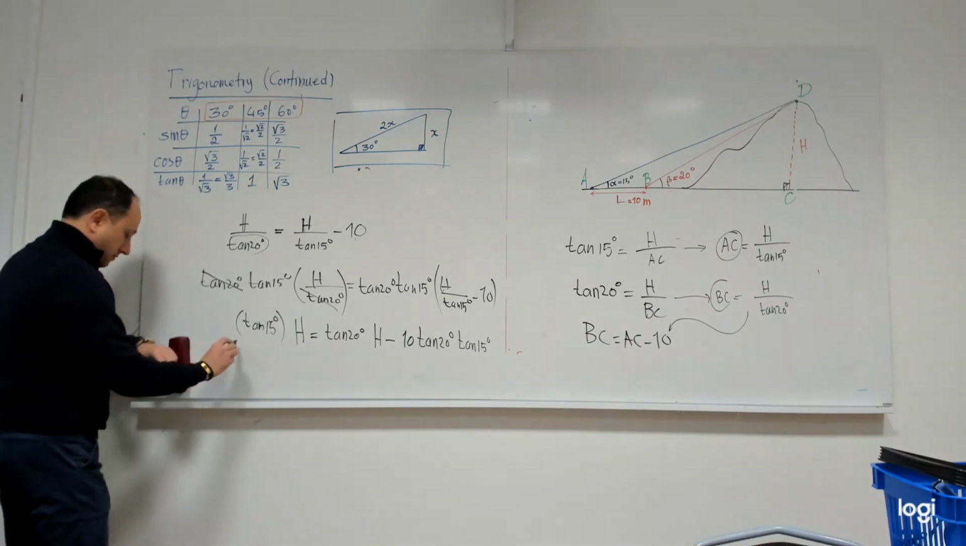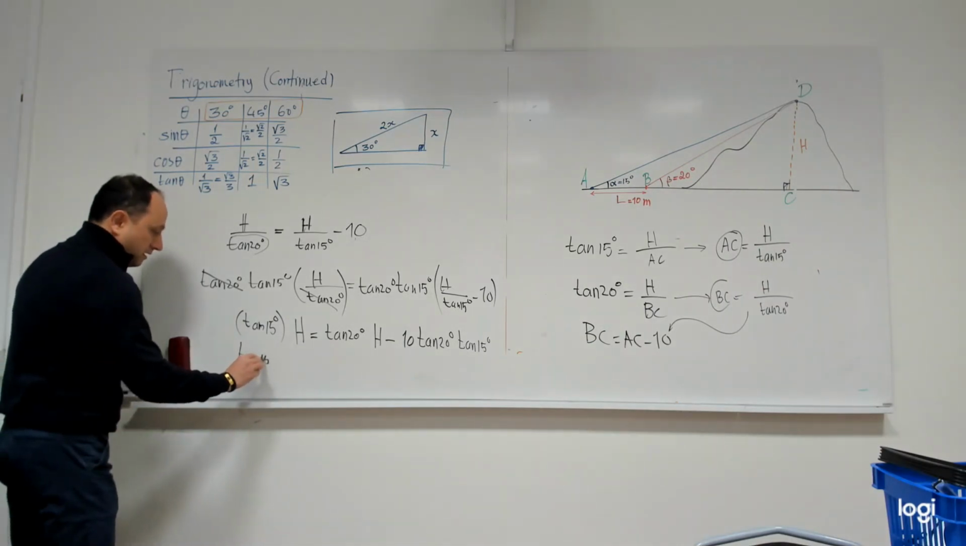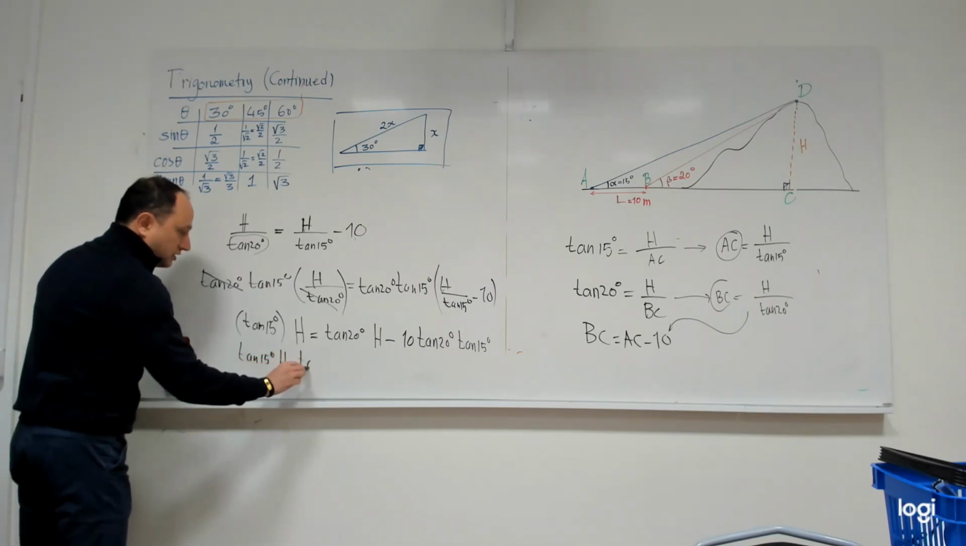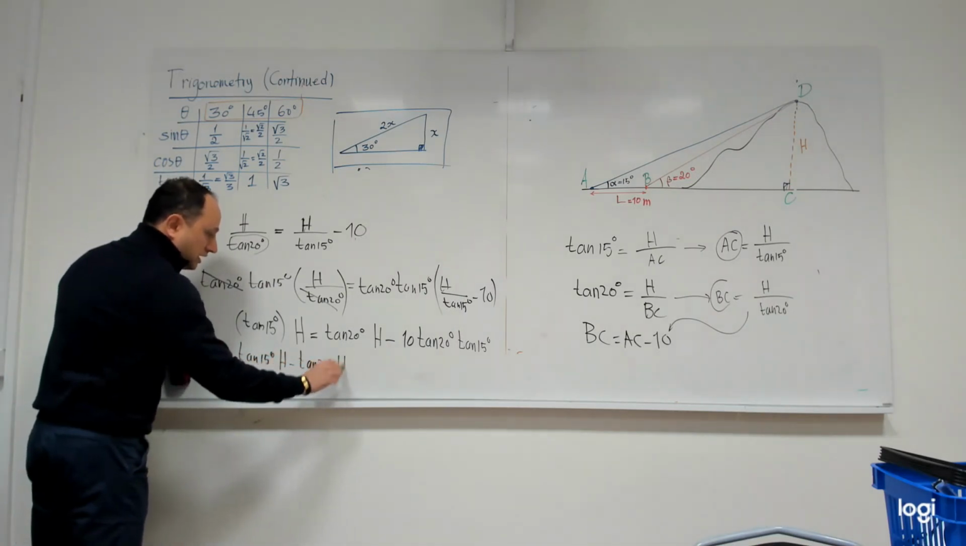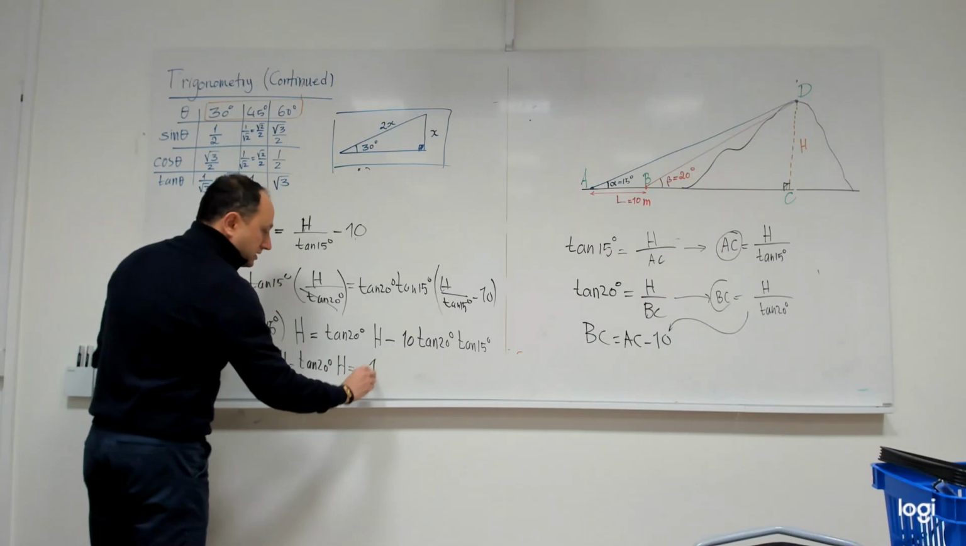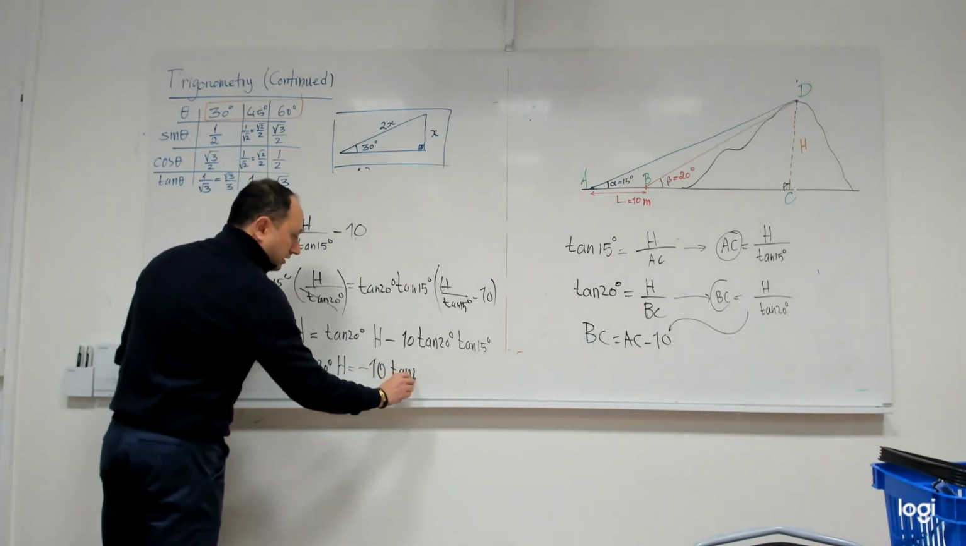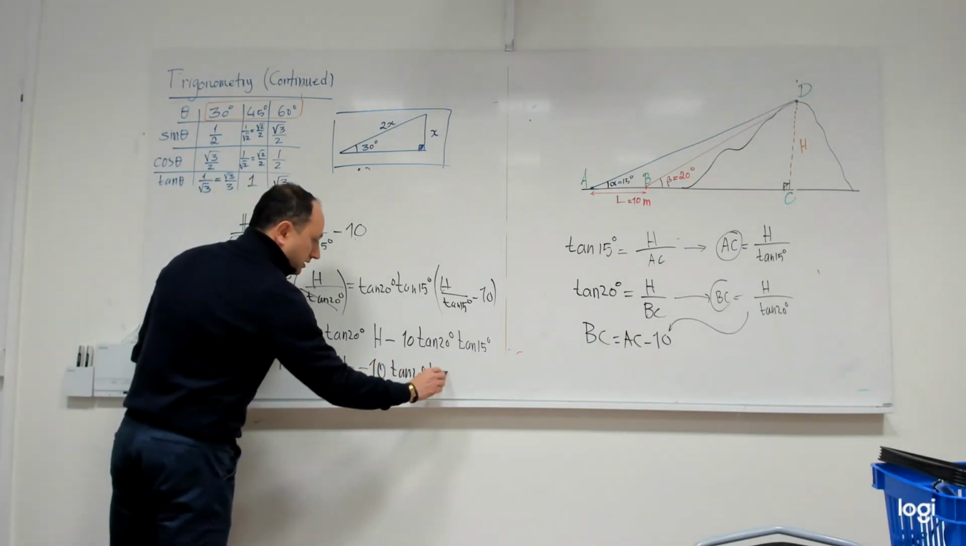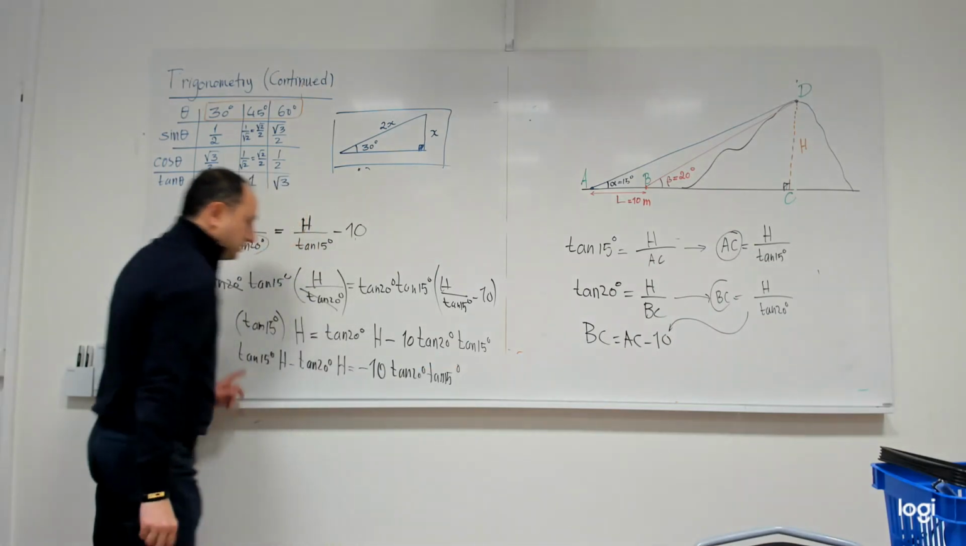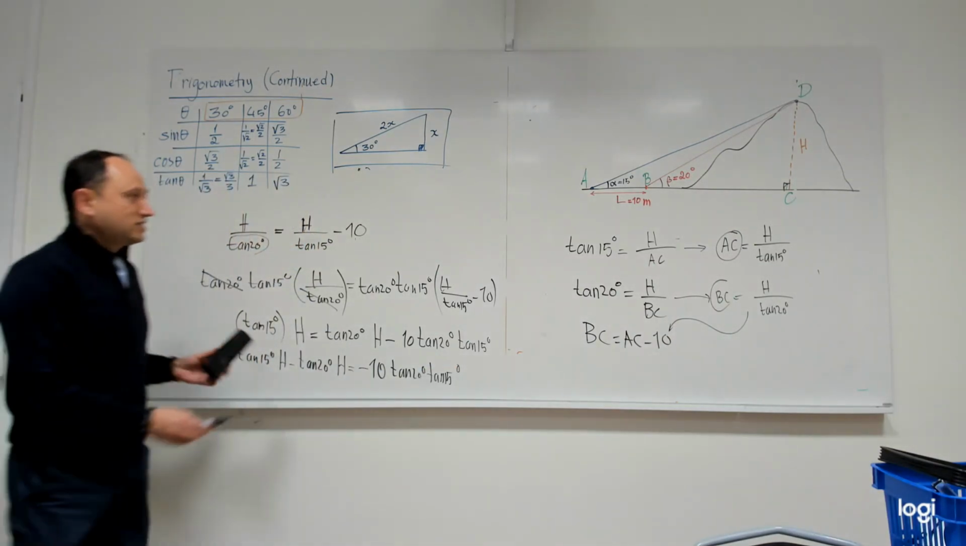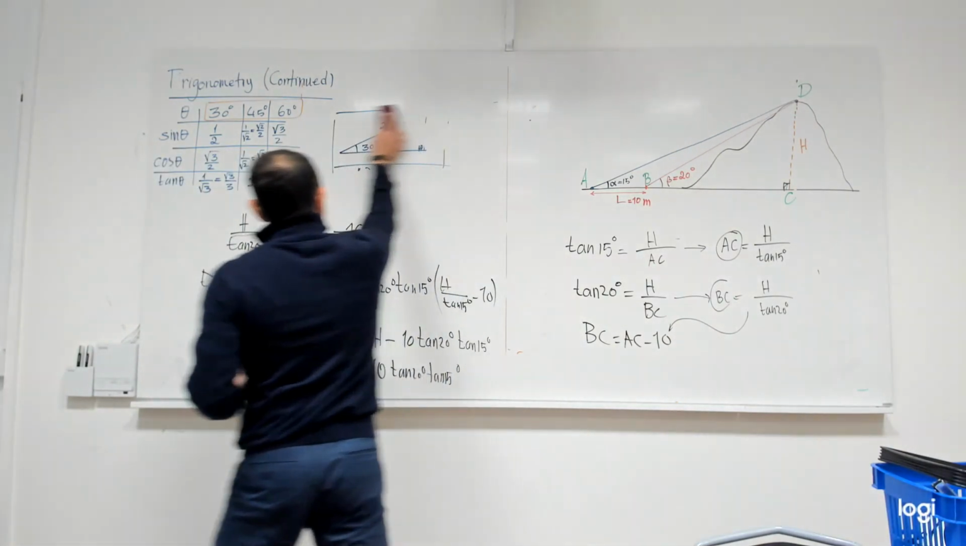Tangent of 15 h minus tangent of 20 h is equal to 10 minus 10 tangent of 20 tangent of 15. Yes? Yes. And now what is the next step? Can you tell me? Let me write it on top here.